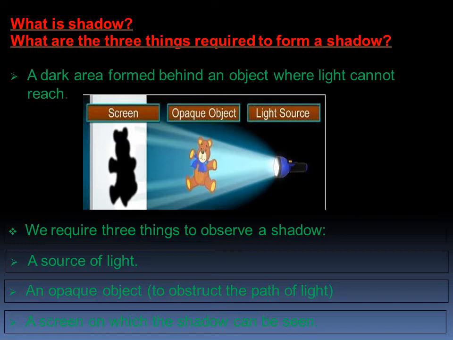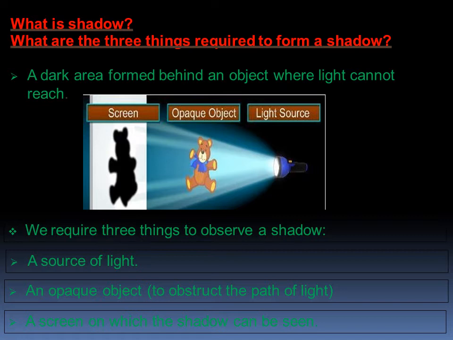Okay, so there is a shadow of a bear, and the toy of a bear acts as an opaque object, and there is a light source from the torch light, and if the torch is switched on, that opaque material, that means the toy, blocks the light, and a shadow is formed on the screen. Okay, so to form a shadow we need an opaque object.